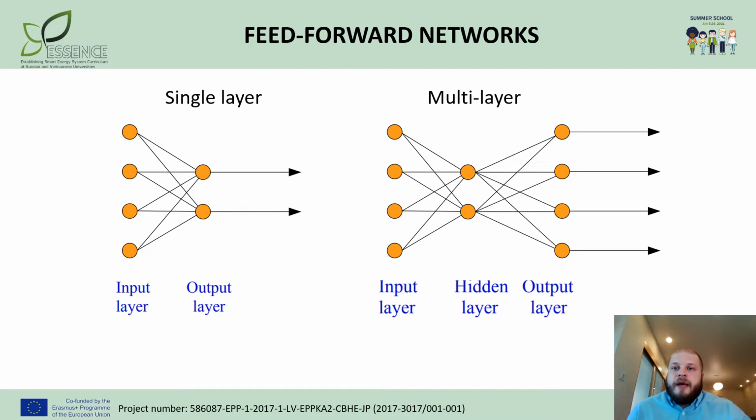There is a way to amplify the power of a neural network and increase the accuracy by the addition of the hidden layer. And actually, the hidden layer sits between the input and the output layers.